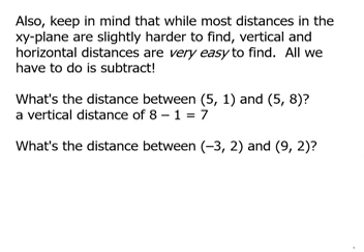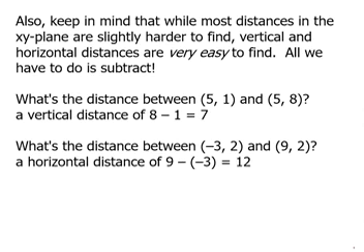What's the distance between -3, 2 and 9, 2? Those are on the same horizontal line. They have the same y-coordinate. And so we just have a horizontal distance from -3 to +9. And when we go from -3 to +9, 9 minus -3 is 9 plus 3, which is 12.